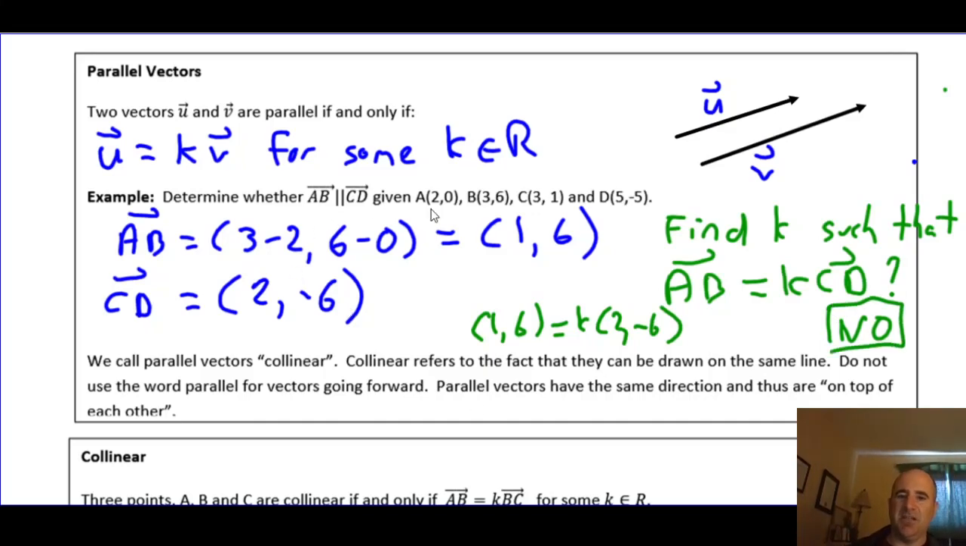Notice that it's really the same question as, is line segment AB parallel to line segment CD? Normally you would use slope to answer a question like that. In this case, you're just using vectors instead and realizing, are the vectors scalar multiples of each other? Is one just a multiple of the other, meaning that they have the same direction?